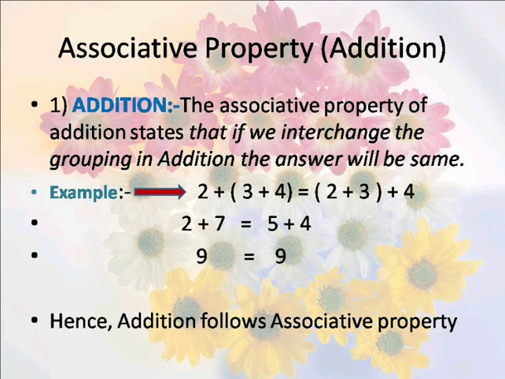So we will solve the bracket portion first. In LHS, 3 plus 4 is what? 7. So 2 plus 7 is what? 9. In RHS, 2 plus 3 will be what? 5. 5 plus 4 will be what? 9. So if we are interchanging the grouping in addition, the answer will be same. So we can say that addition follows associative property.